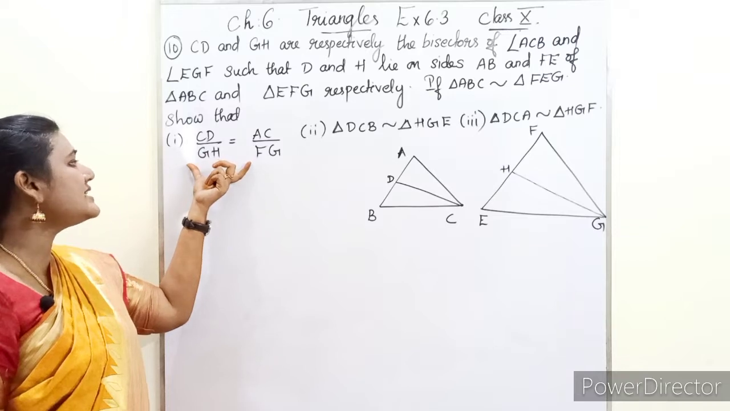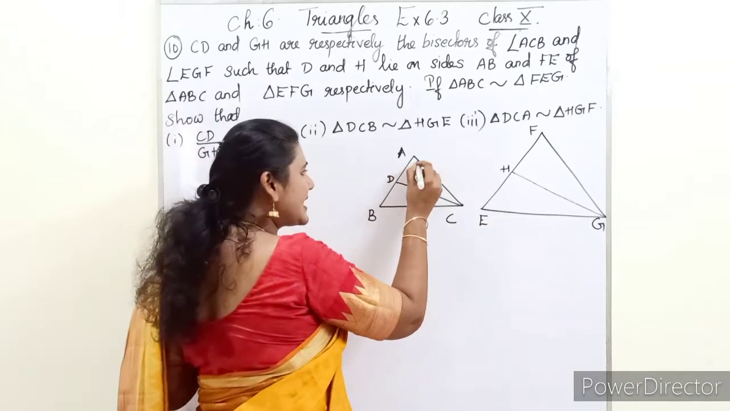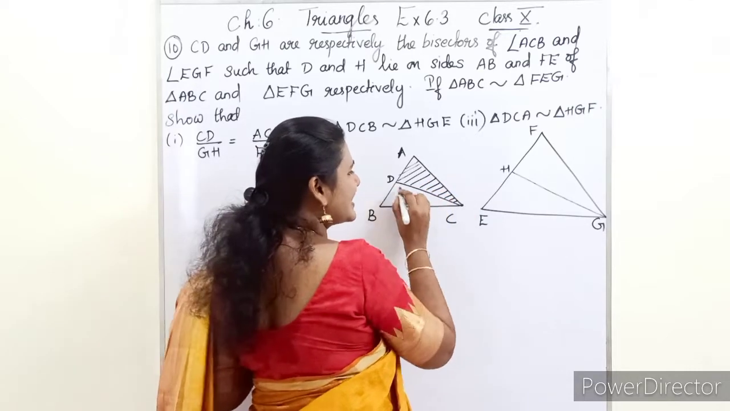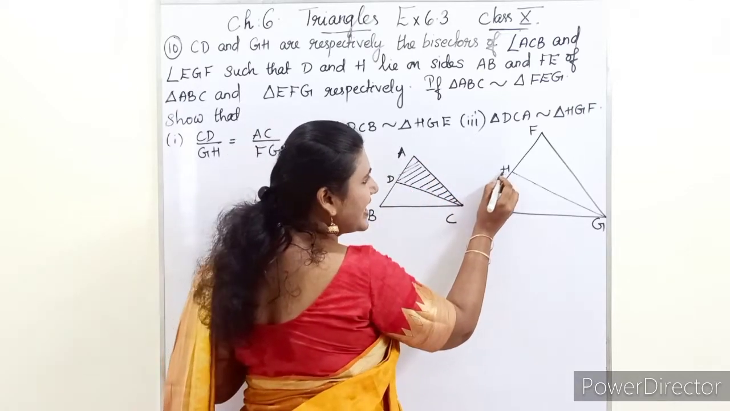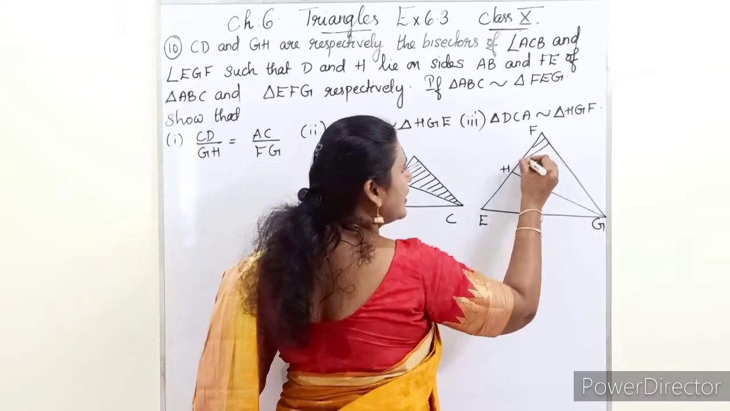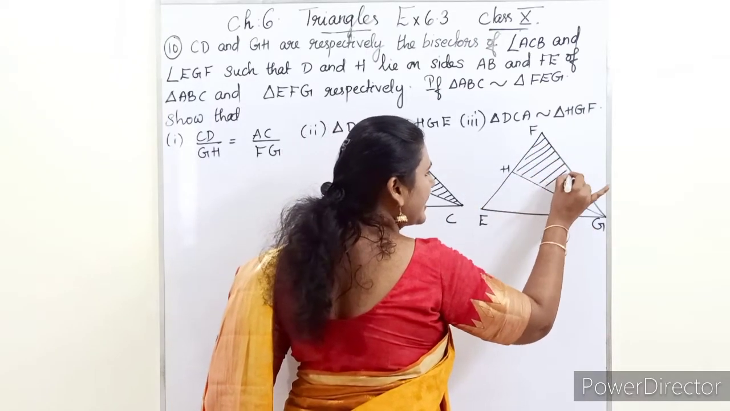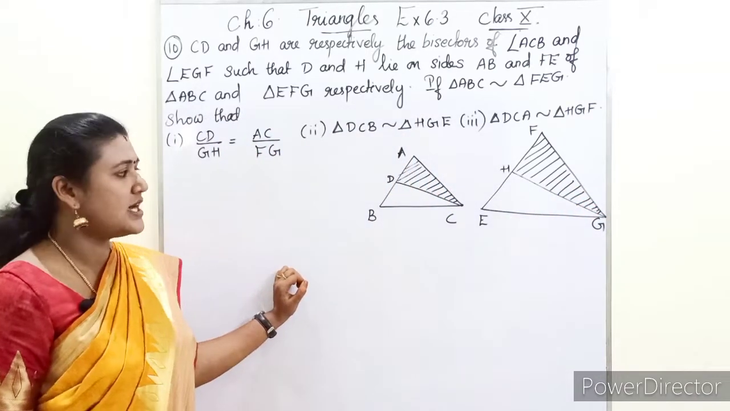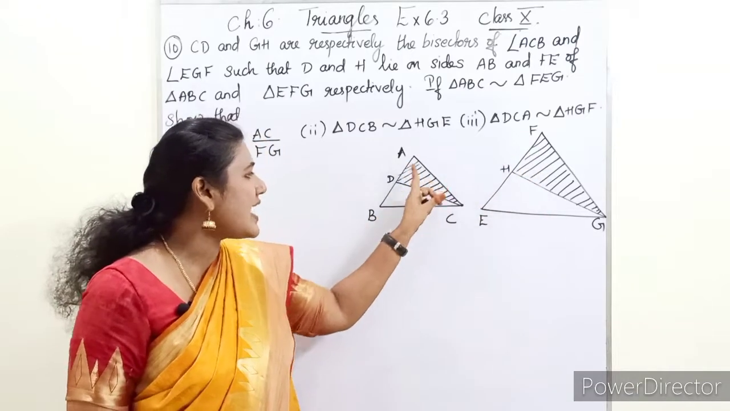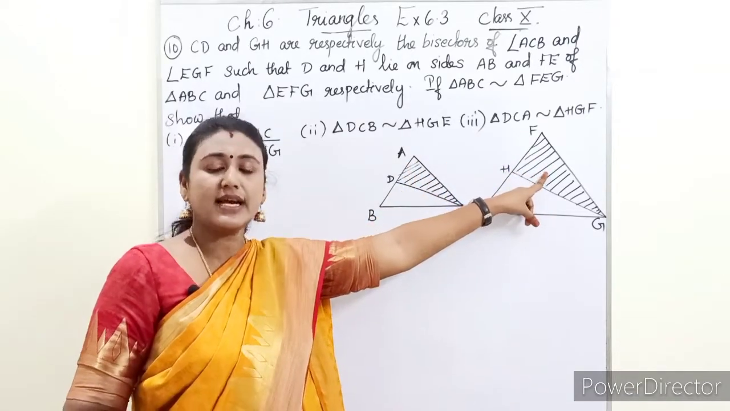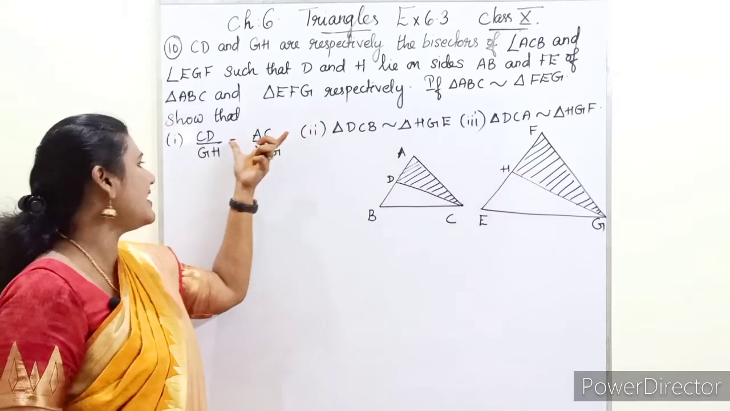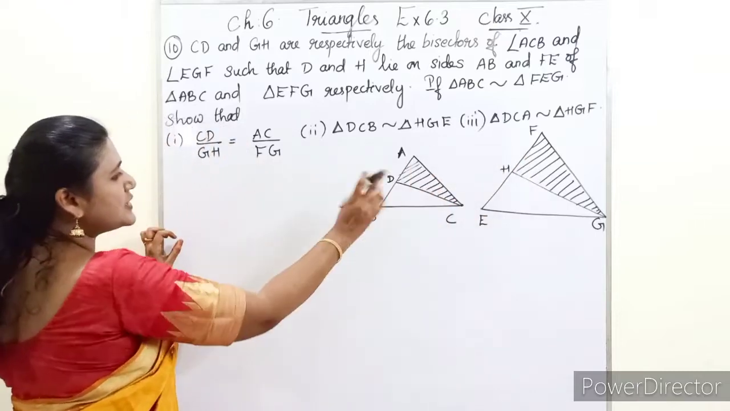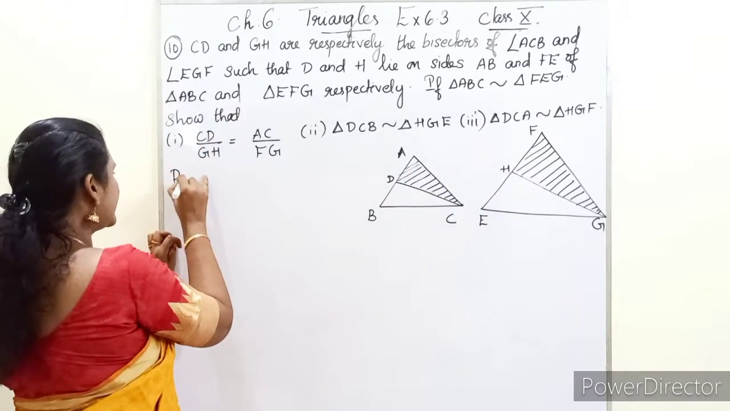So for proving this condition, first we have to consider these two triangles. So we have to consider triangle DCA and triangle HGF. We have to consider these two triangles and we have to show that these two triangles are similar first. If we are able to prove these two triangles are similar, then by the corresponding parts of similar triangle, we can say that this ratio is equal. Let us consider these two triangles. So proof of the first part.